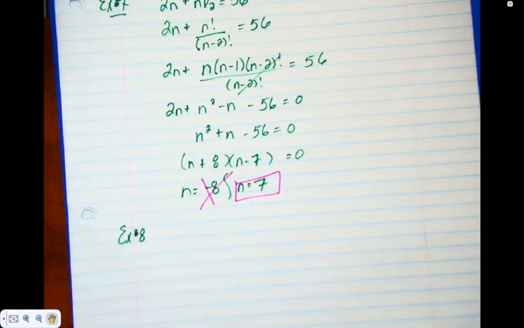Last one is one of those explanation questions. So explain why 3 pick 8 cannot be calculated. Just turn and talk to someone.